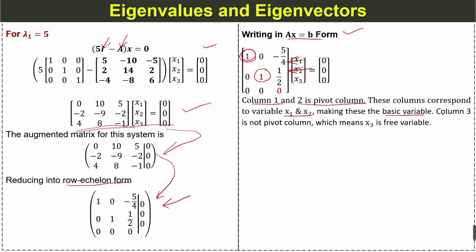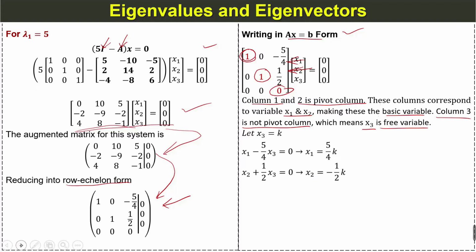But column 3 is not a pivot column. Here we can see that this is 0. The diagonal entry of the third column is 0. This means this is not a pivot column, which means x3 is a free variable. So what do we do when a free variable appears? We let x3 be any arbitrary constant, that is k.